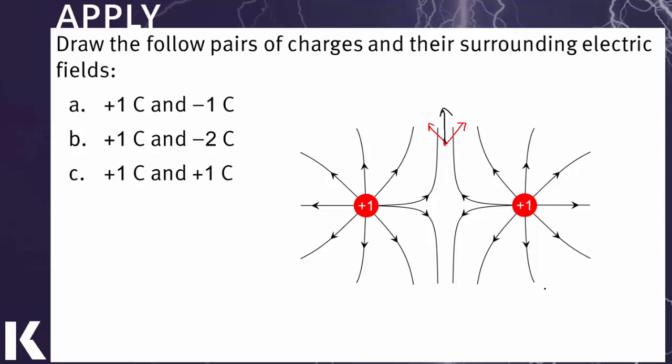So the big takeaway when you want to draw an electric field is to think about the contribution from each charge at a specific point and then add them as vectors. And then do that at enough points to where you get an overall sense of the direction of the total field.